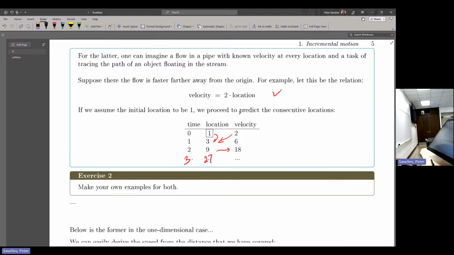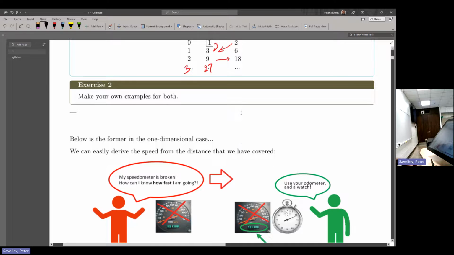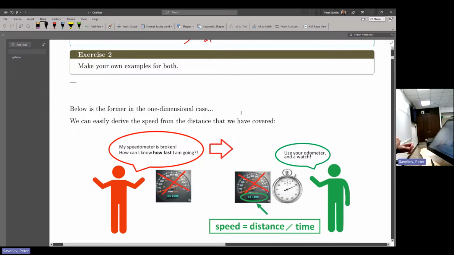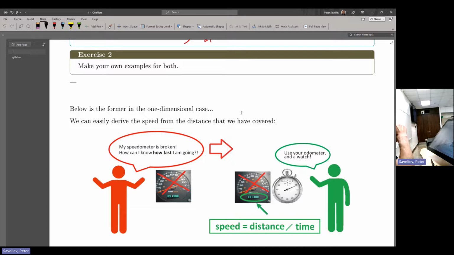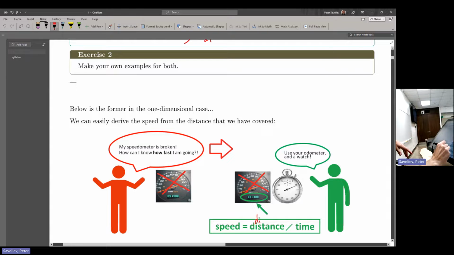So this is the setup that I usually want to put forward. It's a broken speedometer, and how do I find out how fast I'm going? The answer is you divide distance by time. You look at your odometer, and for every moment of time, whatever the length is, divide by that time how much you have progressed, the distance or displacement. Divide by time, and you have your velocity.